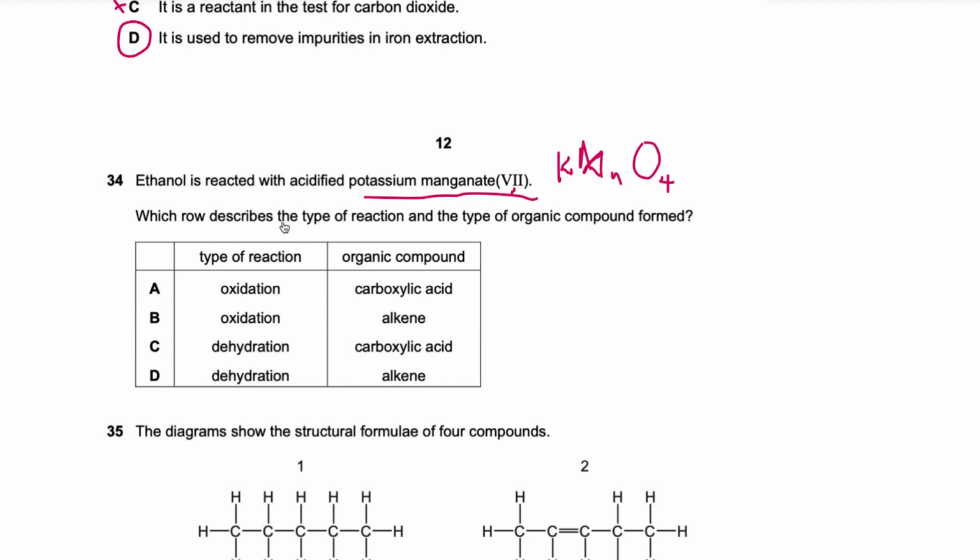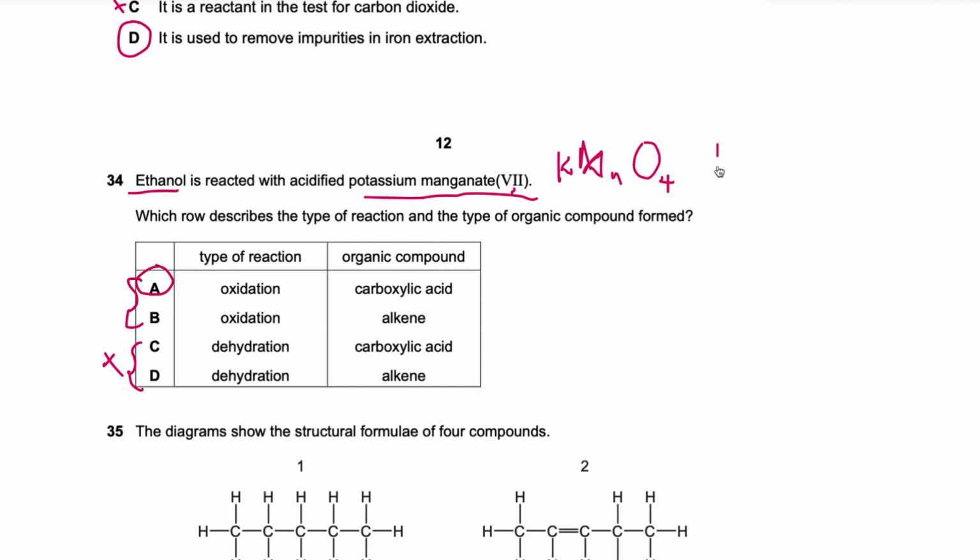Now, which row describes the type of reaction and the type of organic compound formed? The type of reaction will be oxidation reaction, because if you react ethanol with this one, it is an oxidation reaction. So the answer will be between A and B. Okay, C and D will be wrong. It's not a dehydration reaction. If you react ethanol to form ethanoic acid, which means it's a carboxylic acid, our answer is most likely A.